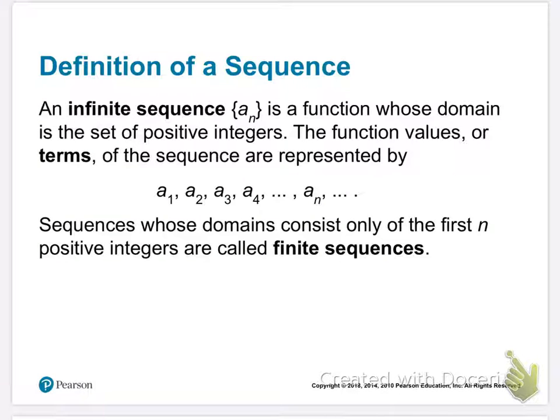An infinite sequence, A sub n, is a function whose domain is the set of positive integers. The function values, or terms, of the sequence are represented by A sub 1, A sub 2, A sub 3, A sub 4, all the way to A sub n, and then continues on because it's infinite, it goes on forever. Sequences whose domain consists of only the first n positive integers are called finite. So finite means that there is an end. Feel free to pause it to fill out these definitions.